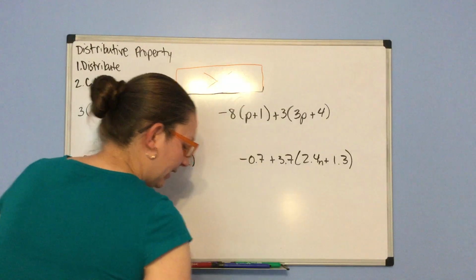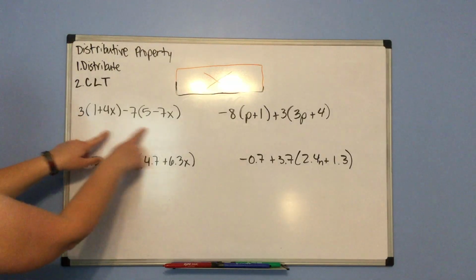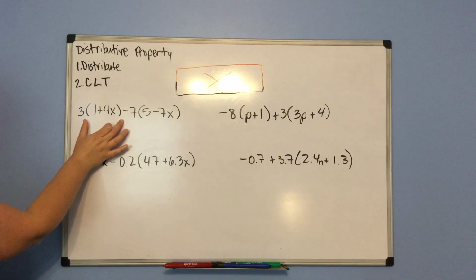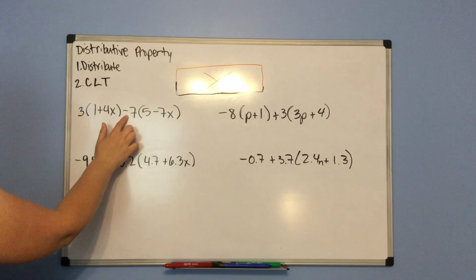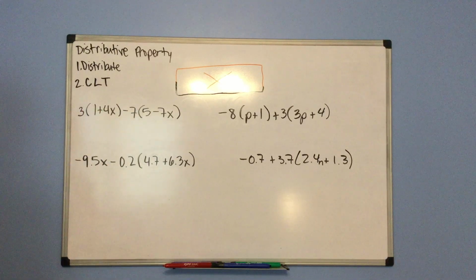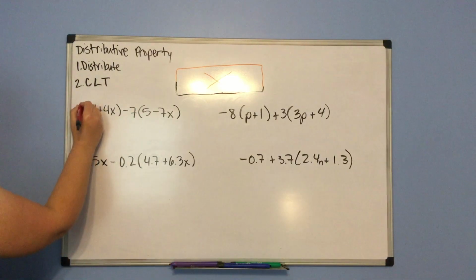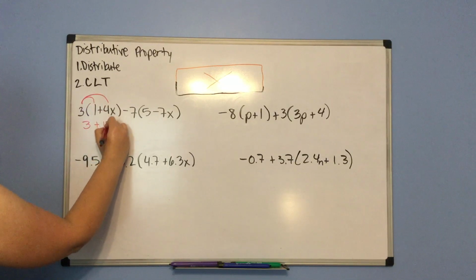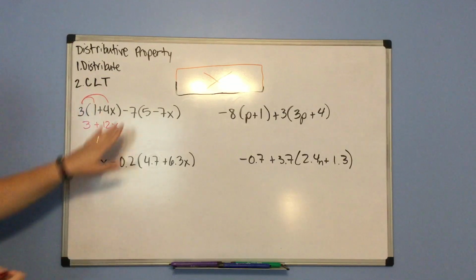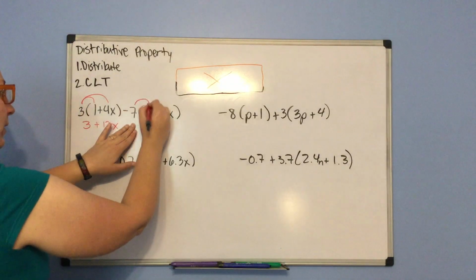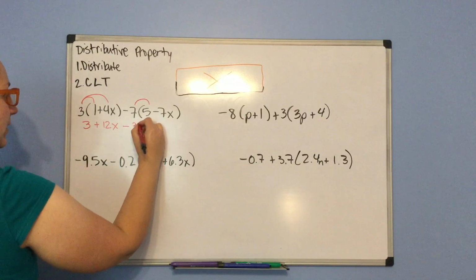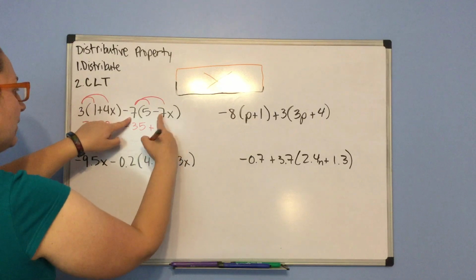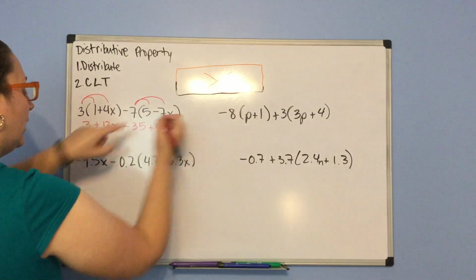Like I kind of mentioned in passing, sometimes you'll have two sets of parentheses that both have something in front of them. You distribute this 3 only to the first set of parentheses. You distribute this minus 7, or negative 7, only to the second set of parentheses. Let's try it. 3 times 1 is 3. 3 times 4x is 12x. We're all done with the 3. Now move on to the negative 7. Negative 7 times 5 is negative 35. Negative times negative is positive. 7 times 7 is 49x.